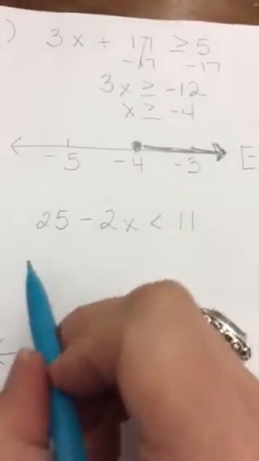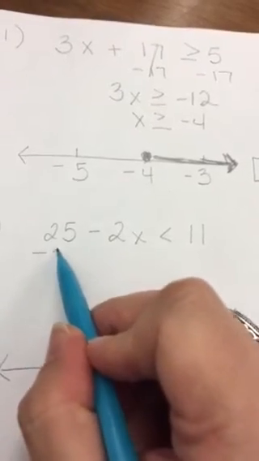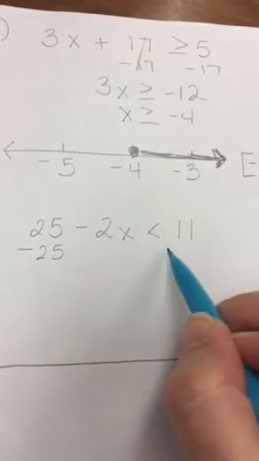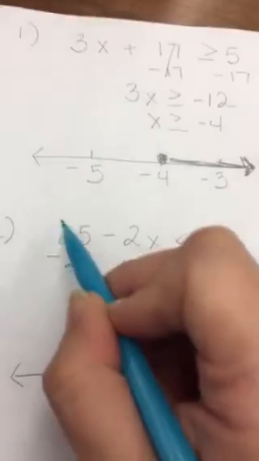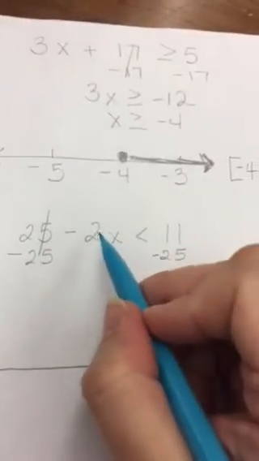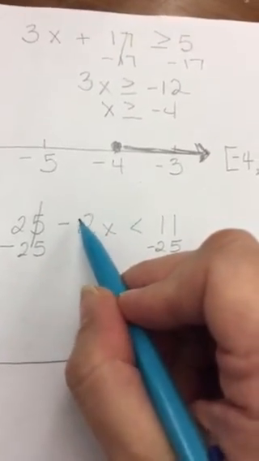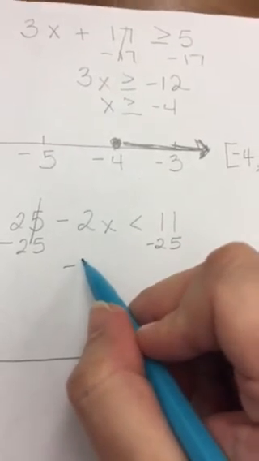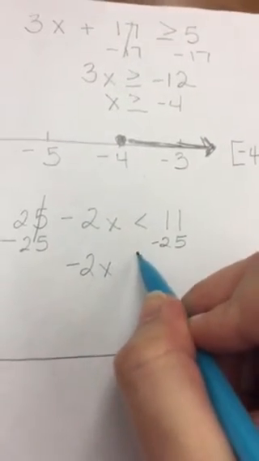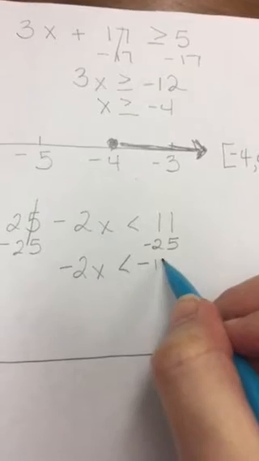Now let's look at our next example. So I'm going to start this one by subtracting 25 from both sides, and that's going to cancel. So make sure when you bring down your negative 2x that you pick up the sign in front of the 2x. So I have a negative 2x less than negative 14.